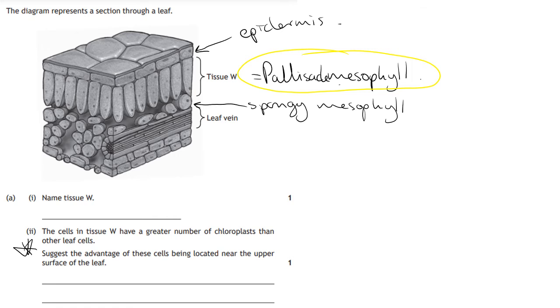So why do I think that being closer to the top of the leaf is going to be better for having more chloroplasts, right? So what you've got to think is, well, what do chloroplasts do? They absorb something. What do they absorb? They absorb light. So if I have more chloroplasts in these cells, what are they going to be able to do? They're going to be able to absorb more light. Okay, we have to have that word more in, so we're going to absorb more light.